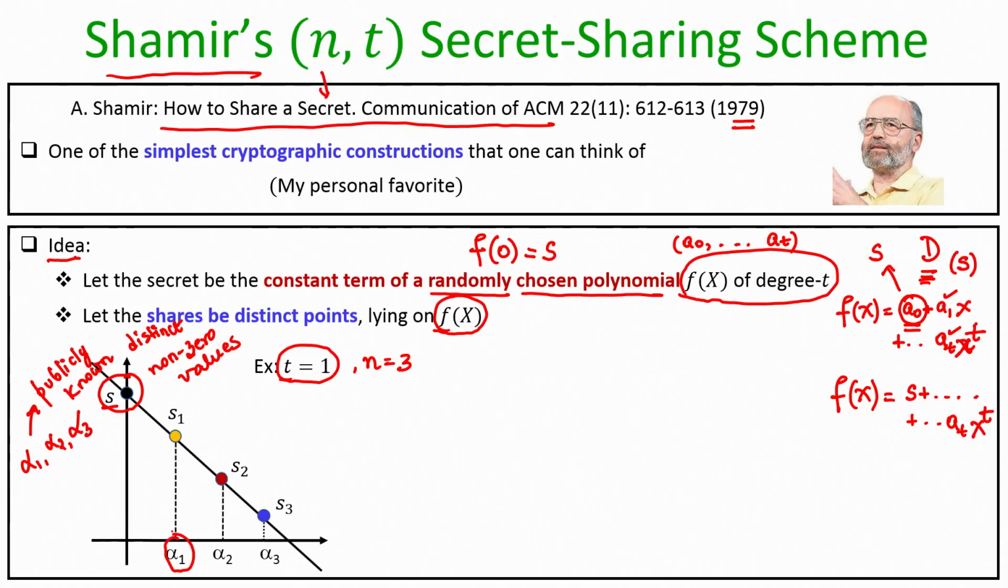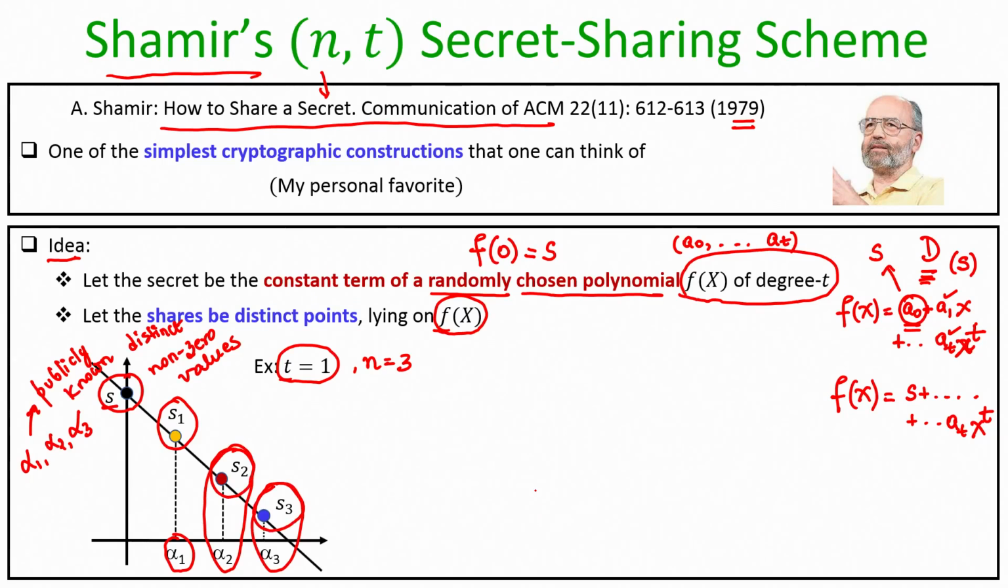Namely, we compute the point alpha 1 comma s 1, the point alpha 2 comma s 2, and the point alpha 3 comma s 3, which is equivalent to saying that I am evaluating this straight line at x equal to alpha 1, x equal to alpha 2 and x equal to alpha 3, and getting the values s 1, s 2 and s 3. s 1 will be the share given to the first shareholder, s 2 to the second shareholder, and s 3 to the third shareholder.